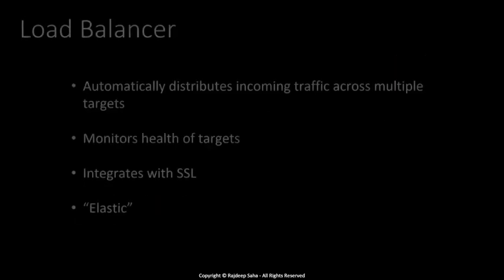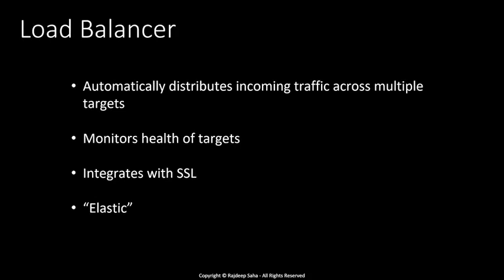So what are some of the properties of load balancer? We already learned that load balancer automatically distributes incoming traffic across multiple targets. It monitors the health of targets. Load balancer also integrates with SSL, and as the name suggests, elastic load balancer means as the traffic goes up, the load balancer will also scale up. And this part is managed by AWS. You do not need to do anything for that. Load balancer is also highly available out of the box. Under the hood, the load balancer is running in multiple availability zones.